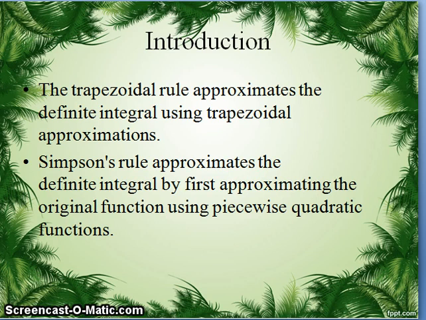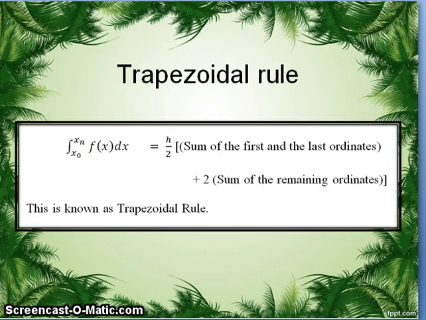Now we will see the formula of all the three rules, that is the formula of the trapezoidal rule, Simpson's 1/3 rule and Simpson's 3/8 rule. The formula of the trapezoidal rule is given by integral x0 to xn f of x dx is equal to h by 2 into the sum of the first and the last ordinates plus 2 into the sum of the remaining ordinates. This shows the formula of the trapezoidal rule.